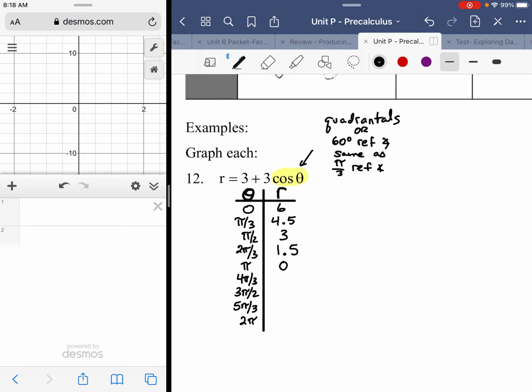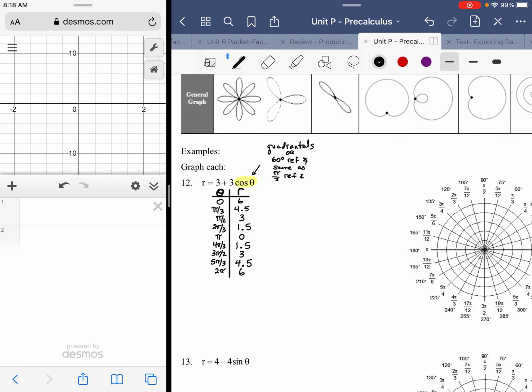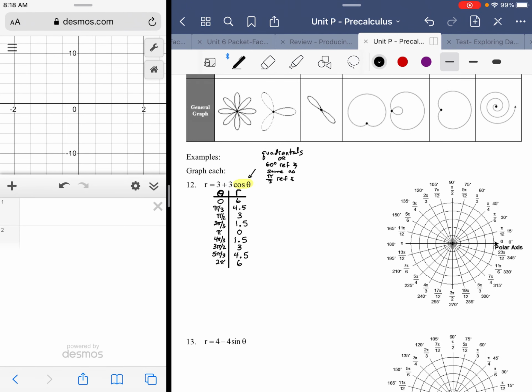4 pi over 3 has the same cosine value as 2 pi over 3, so you should get the same answer as 2 pi over 3. 3 pi over 2 has the same cosine value as pi over 2, so you should get the same answer there. 5 pi over 3 has the same cosine value as pi over 3, so you should get the same answer there. And 2 pi has the same cosine value as 0, so you should get the same answer there.